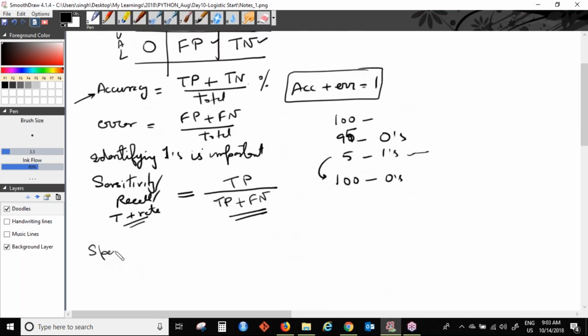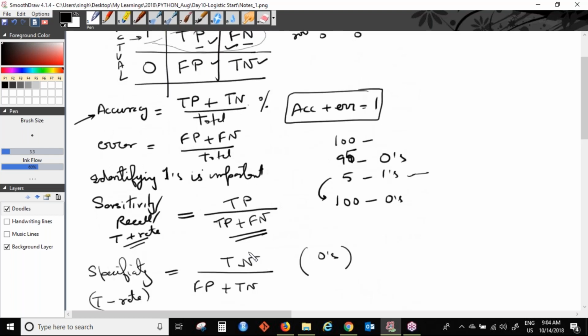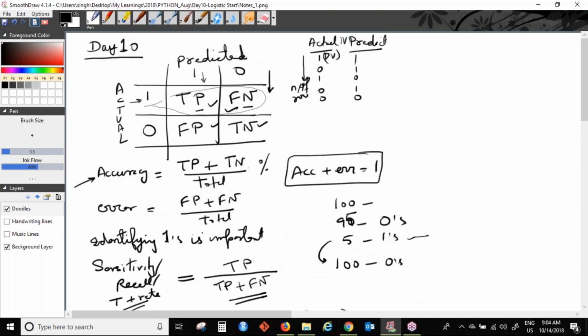Similarly, you have specificity also. This measures the opposite of this. It measures zeros only. So you will have true negative divided by the row total, so false positive plus true negative. This is the true negative rate, that is specificity. It measures, out of all actual zeros, how many zeros you are identifying. And then finally we have one more parameter, which is precision.